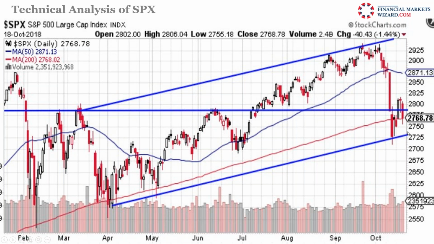This blue line means nothing. It's just a trend line. It can easily break. And if the 200-day moving average is broken again, then 2600 is the next stop.